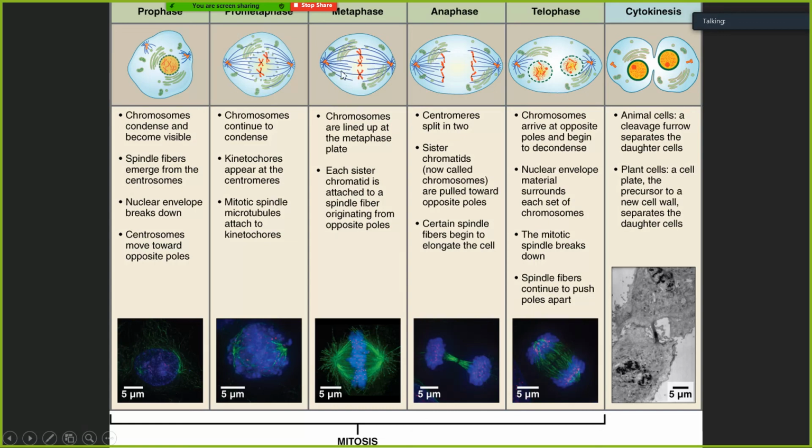Which one are you talking about? Are you talking about the ones up here or down here? Right. So the red in the middle is the DNA. The chromosomes are made of DNA, right? So this red in the middle, these are chromosomes. They're made of the DNA. They're the same thing.